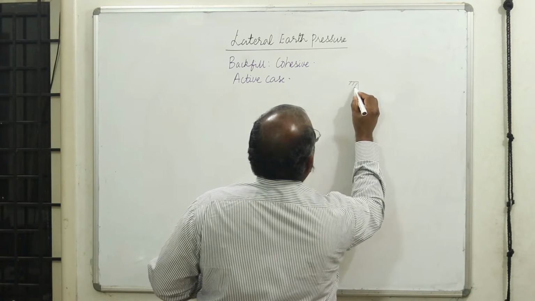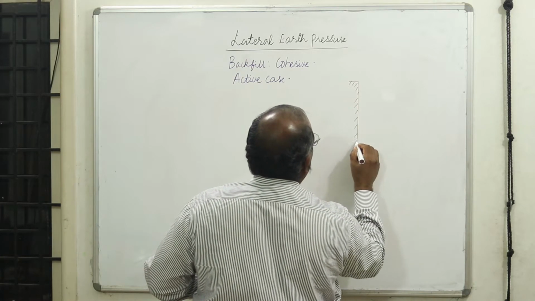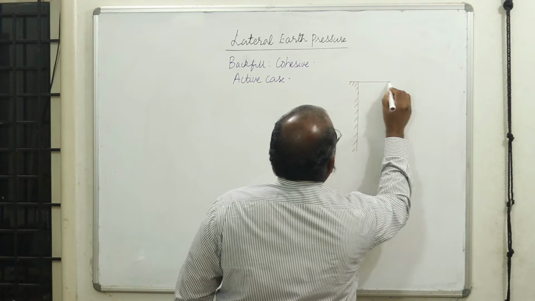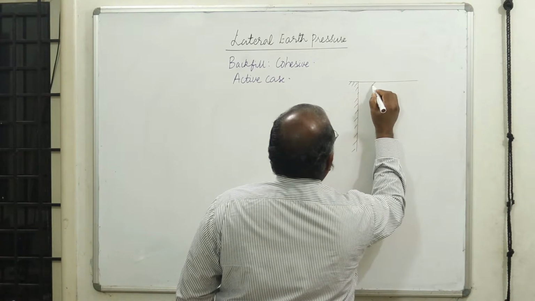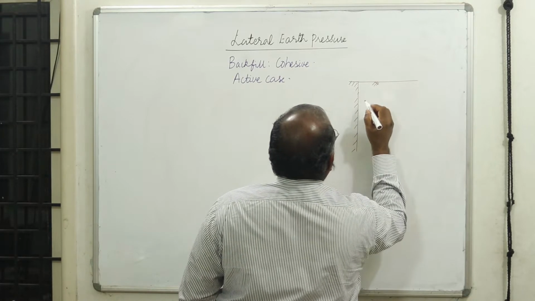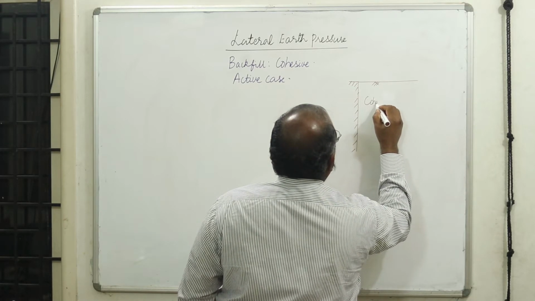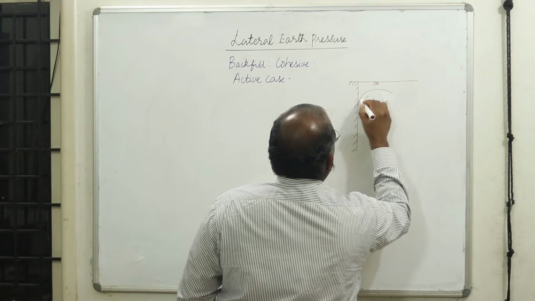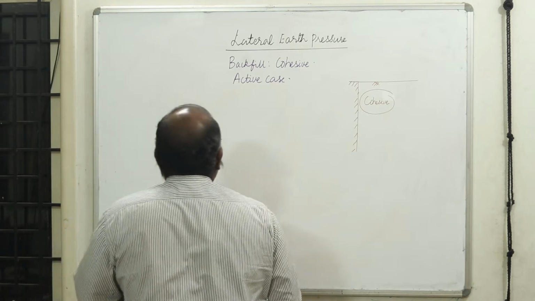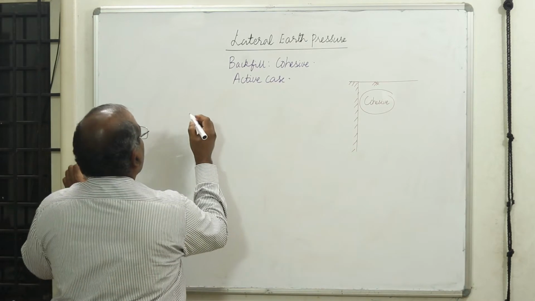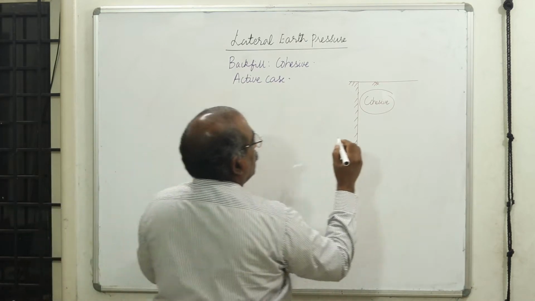Now, if this is the retaining wall, and if this is the backfill, which is a cohesive backfill, we need to draw the pressure distribution diagram. Let us consider the relationship between the stresses; it is an active case.